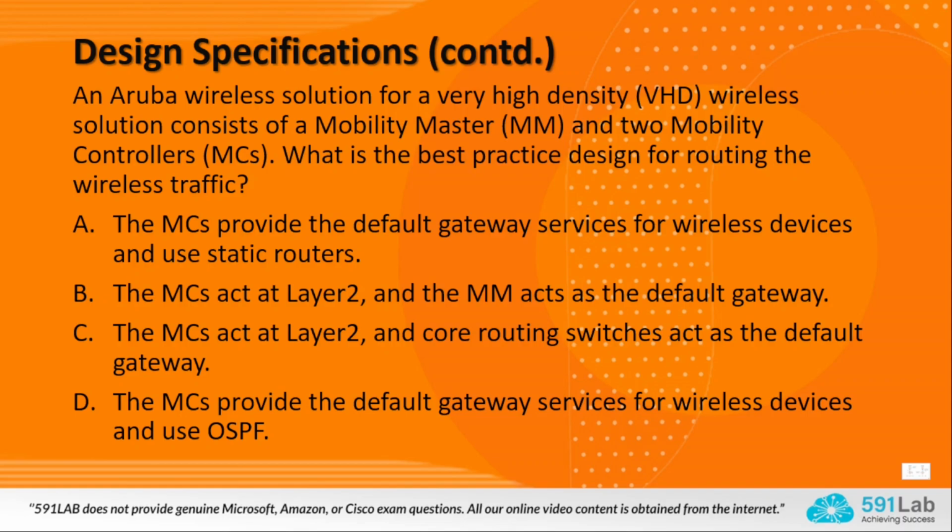Option C, the mobility controllers act at layer 2 and core routing switches act as the default gateway. This is what I have shown you in the previous image. The default gateway has to be in the core switches and the mobility controllers should be in layer 2. So this is correct. Option D, the mobility controllers provide the default gateway services for wireless devices and use OSPF. The mobility controller should not provide default gateway services for a VLAN with high client density because it doesn't have a much higher ARP cache. So this is wrong. The correct answer is option C.